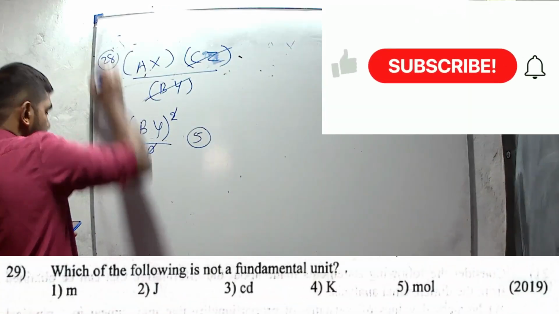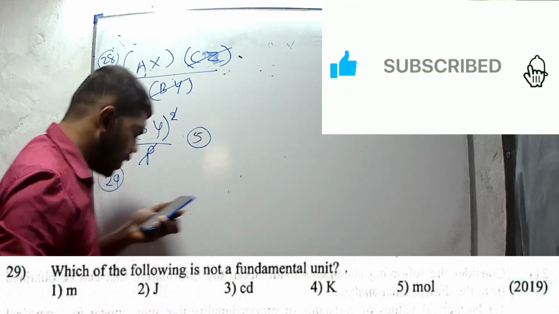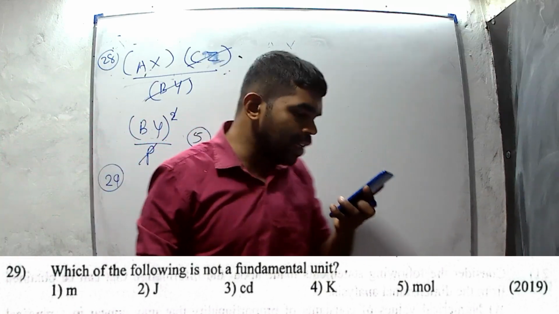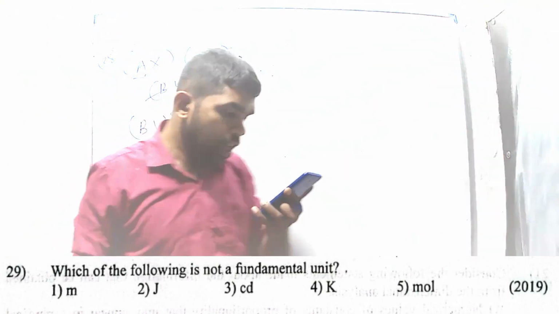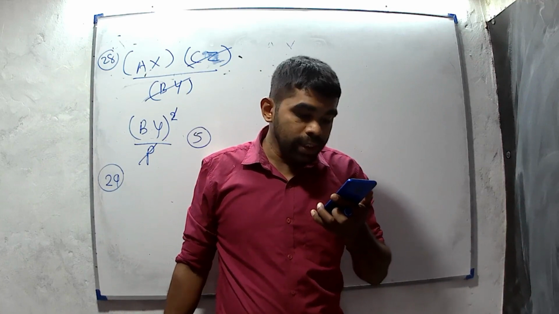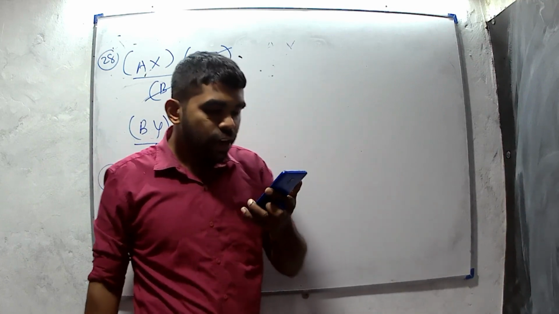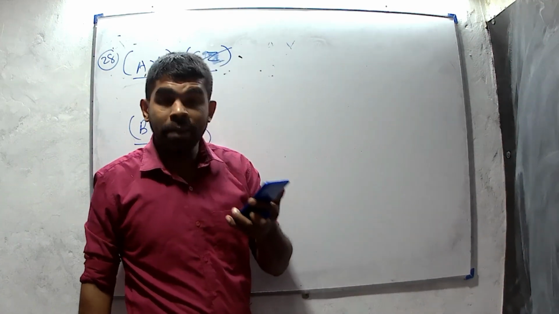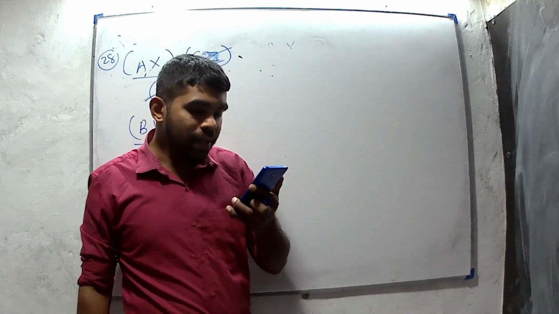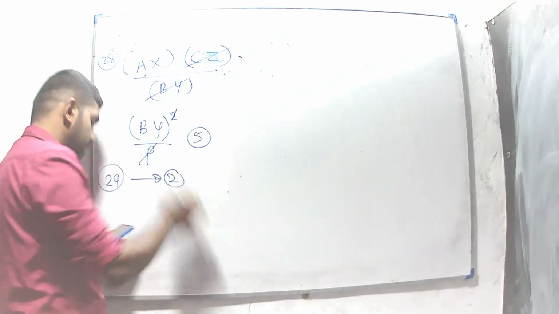Then 29. Which of the following is not a fundamental quantity, fundamental unit? First one is meters. We know that it is fundamental. Joules is not a fundamental unit. Candela is fundamental. Kelvin fundamental. Mole fundamental. Then the answer is 2 for question number 29.